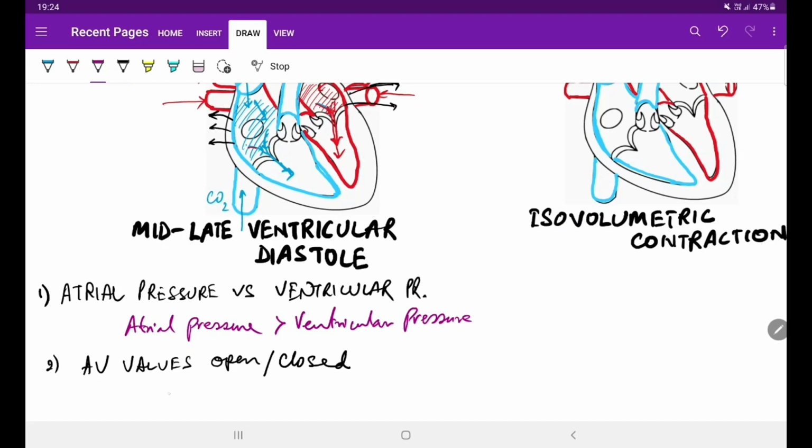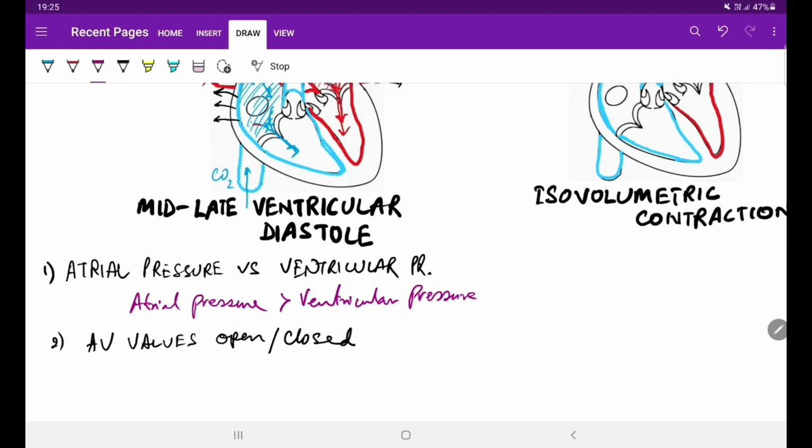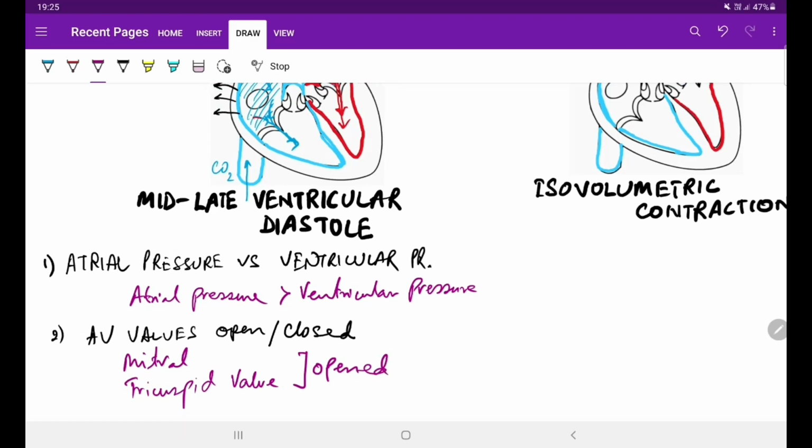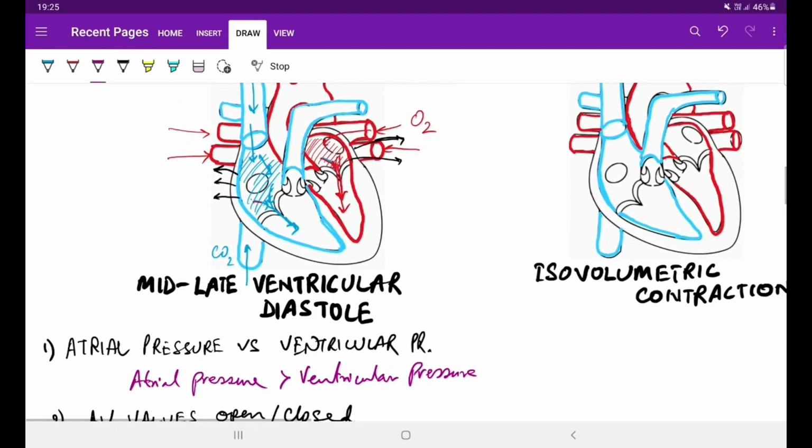The AV valves are clear to everyone, that is the mitral valve and the tricuspid valve. So, the mitral valve and the tricuspid valve will be opened just because of the pressure exerted by the blood present in the atria. Now, do they produce any sound? We will come to that in a short while.